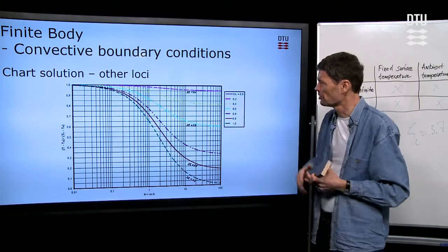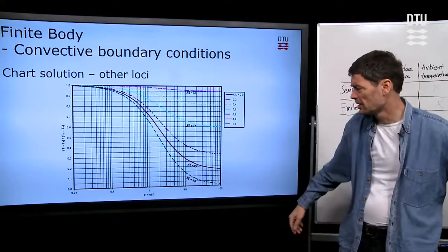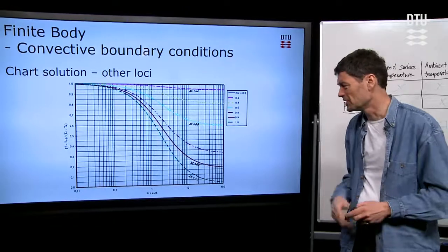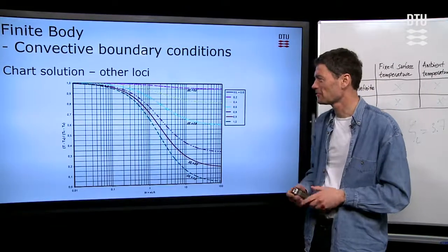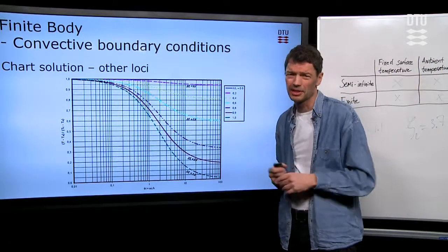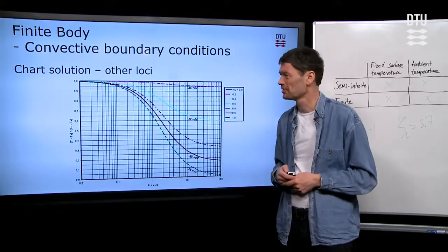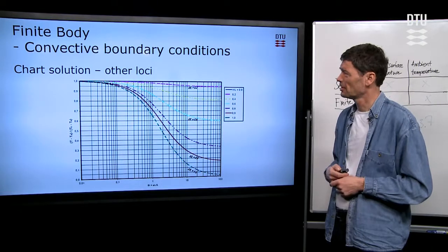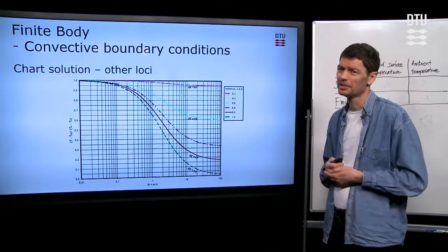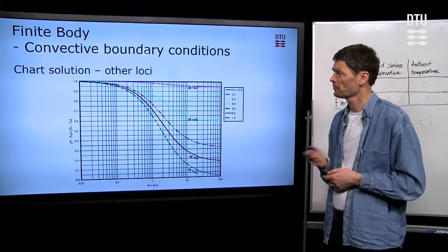So you go in here, find the proper curve, and then you insert the Biot number down here on the x-axis of the diagram, and so you can find that temperature, how it is in relationship to the center temperature. Those are the charts, and then you don't have to calculate. You can simply insert and read it as accurately as you can with such charts.